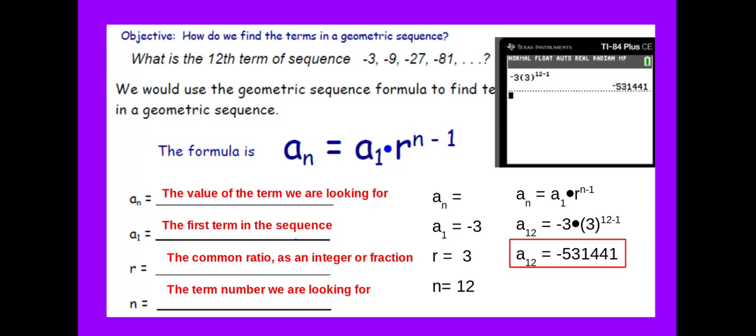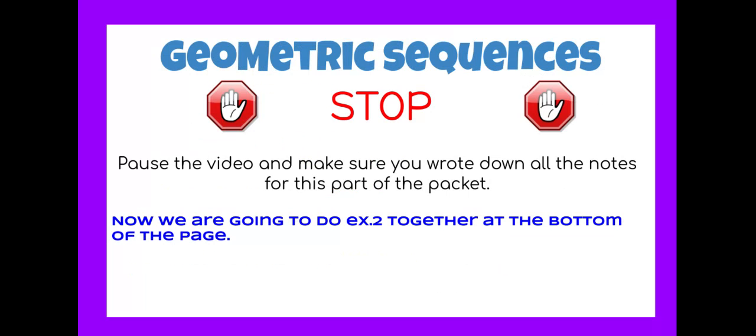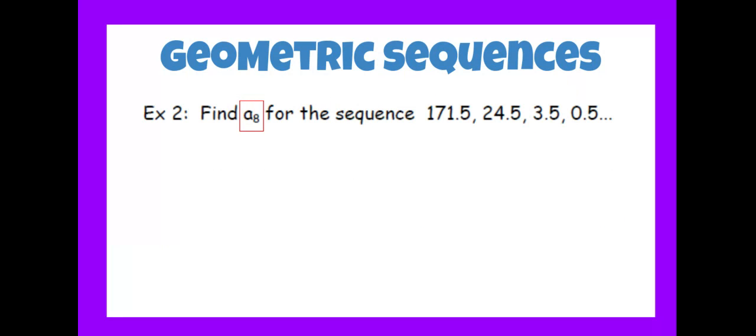Therefore, a sub 12, or our 12th term of the sequence, is -531,441. So that would be how we would find a specific term in a geometric sequence. Okay? So we're going to practice one more together, but make sure you pause the video to see if you wrote down the notes, and then we're going to go to example 2 at the bottom of the page. Okay, so this particular one, it looks a little different.